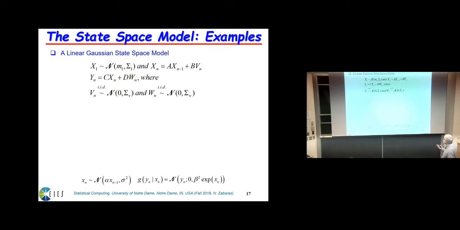What is the name that involves this analytical solution? What's the name? For a linear Gaussian state space model.